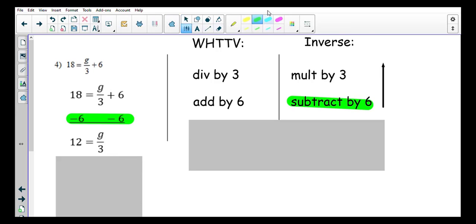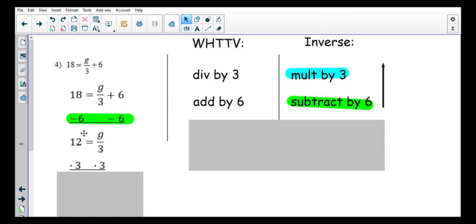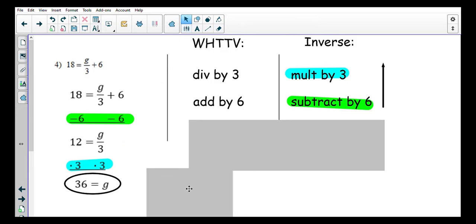The next thing that we need to do is use the inverse operation of multiply by 3. That's the inverse of dividing by 3. Show that once on the left and on the right. These guys will cancel out on the right-hand side, because remember, if we divide by 3, then multiply by 3, we end up getting 1g, or g over 1. We need to do 12 times 3 to get our solution, which of course is 36.